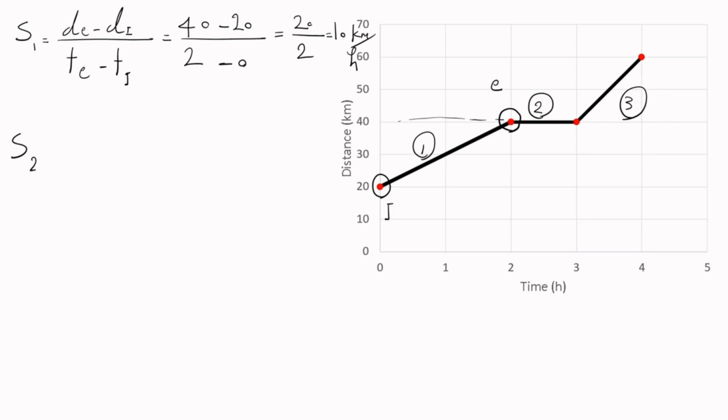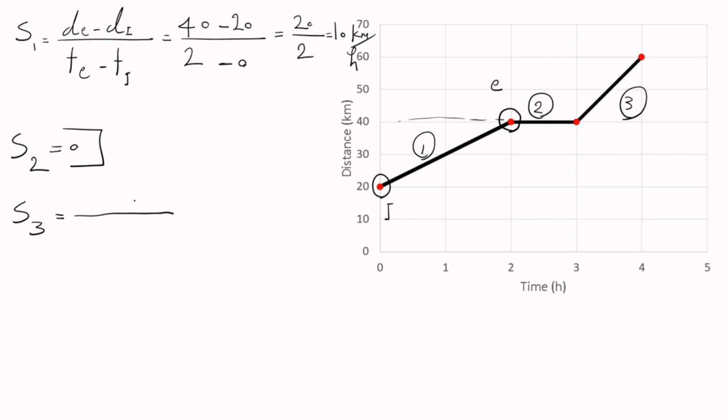Let's go for the second part. Here we have a horizontal line. When we have a horizontal line, average speed is equal to 0. And I have already taught you how to calculate the value. But I'm going to write 0. You must know how to calculate this value. Because the distance is not going to change, you will have in the numerator 40 minus 40, and the average speed of the second part would be 0.